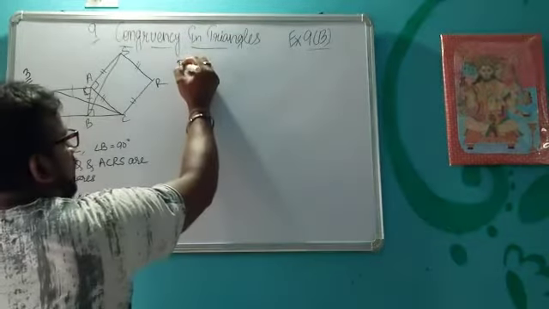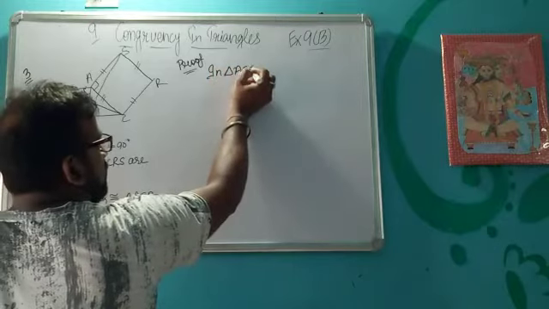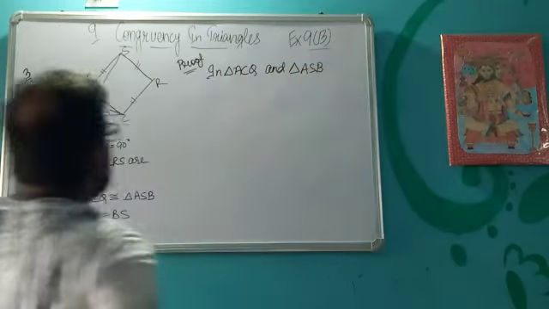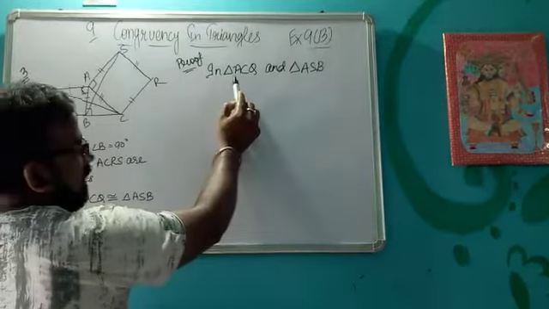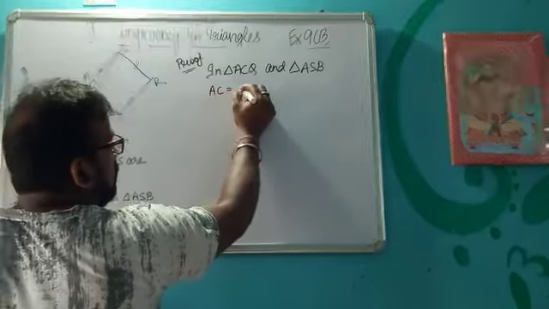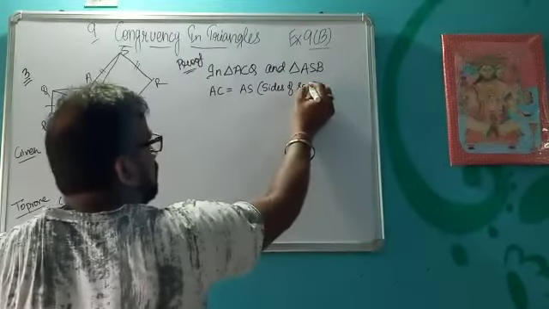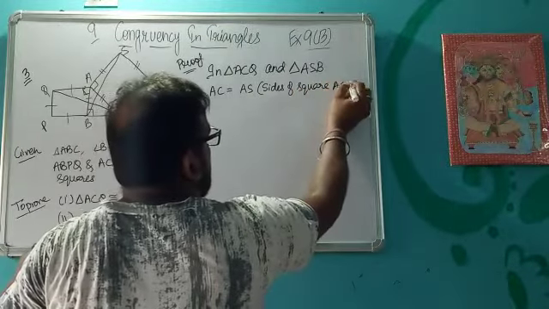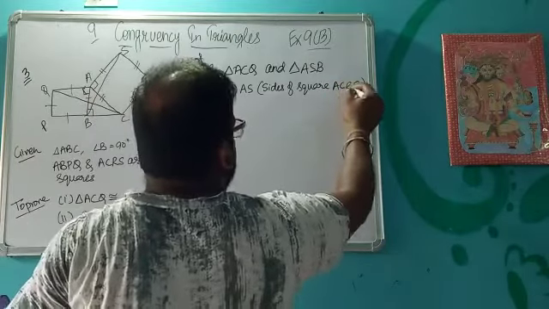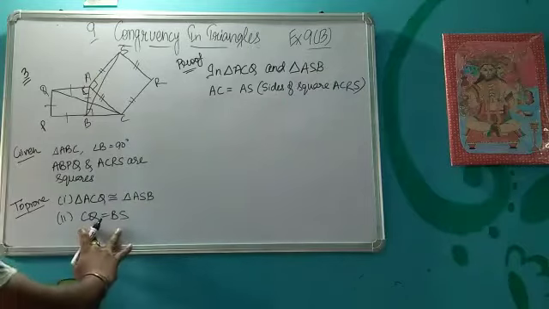So let's start. First of all, we will write the triangles as usual. In triangle ACQ and triangle ASB, first we will check the sides. See, AC and AS, and definitely they are equal. So we can write AC equal to AS, sides of square ACRS, because they are the sides of the square ACRS. Then next is CQ equal to BS. This we have to prove.